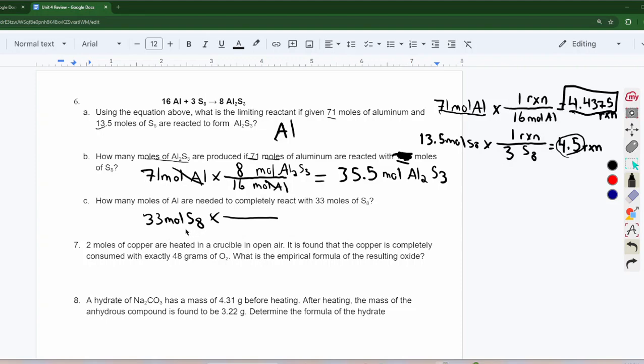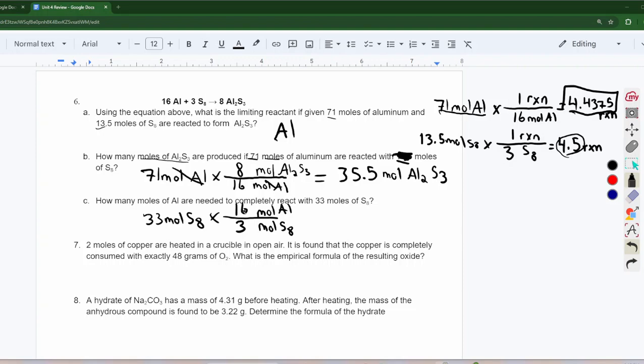What goes on the bottom of my fraction? Whatever this is right here, so moles of S8. And then what goes on the top of my fraction? Moles of aluminum, because I can compare them directly. Anytime I have moles of one thing over moles of another thing, I'm going to use the numbers from my balanced chemical equation. S8 is 3, aluminum is 16.